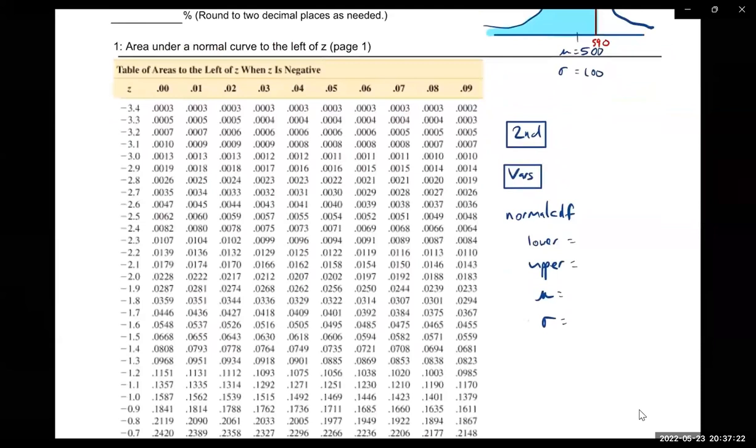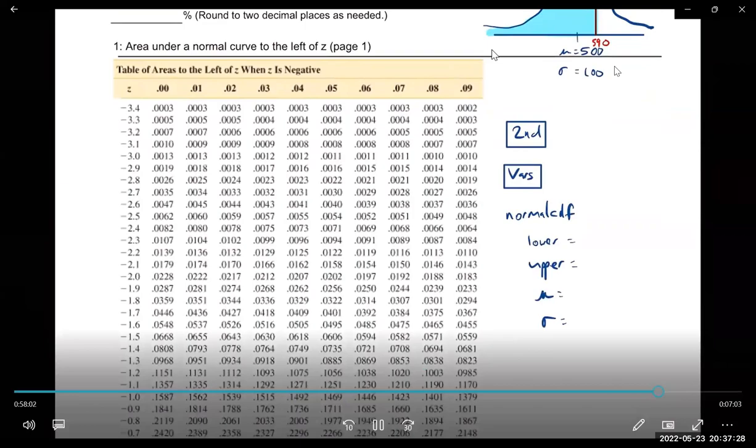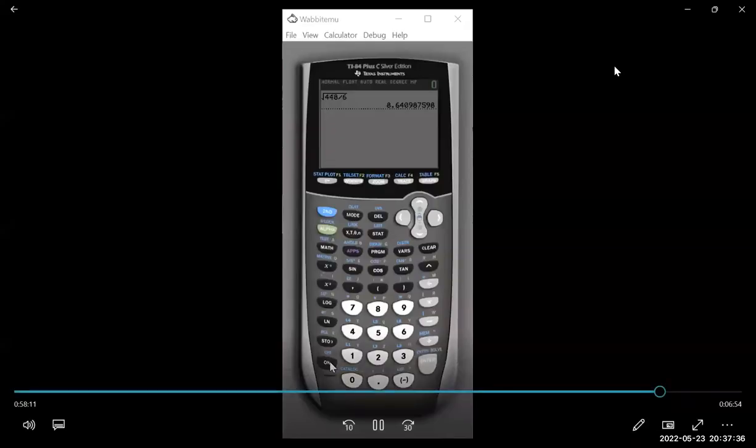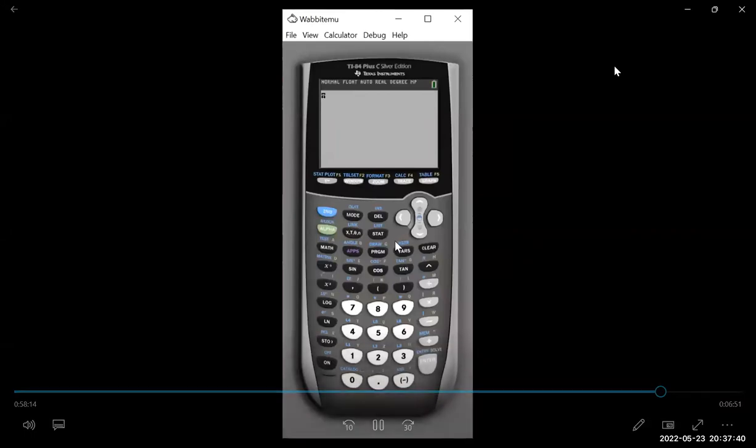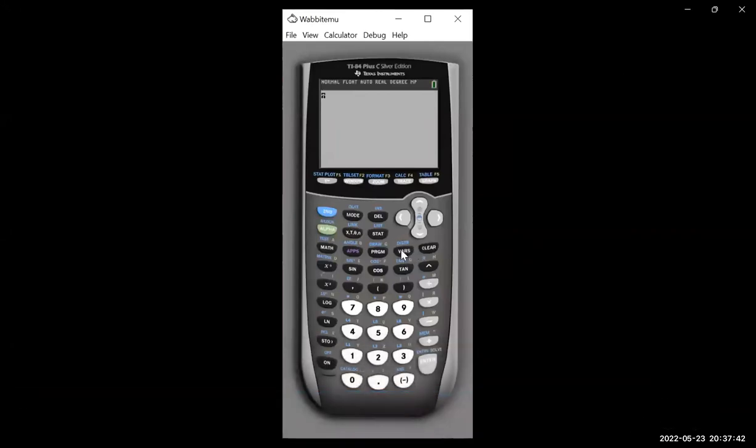All right, so let's go through those steps on the calculator. And then I'll show you how to do it if you don't have a graphing calculator. So if you do have a calculator, here's the second button, the blue one. VARS is right here. And then you go to normal CDF, which is number two.